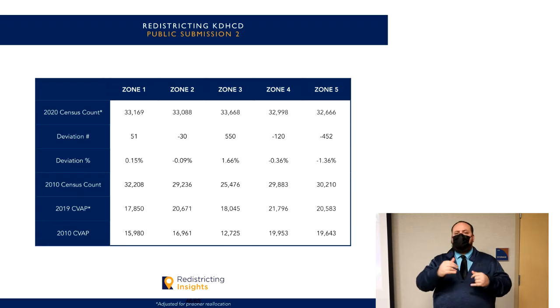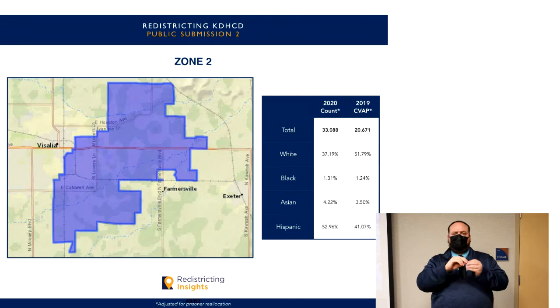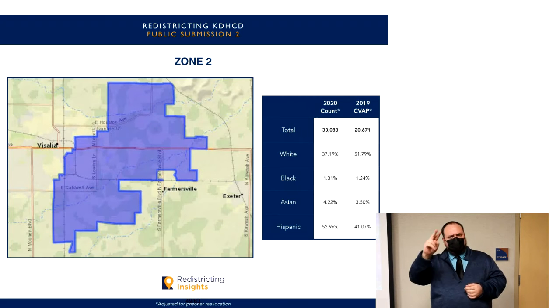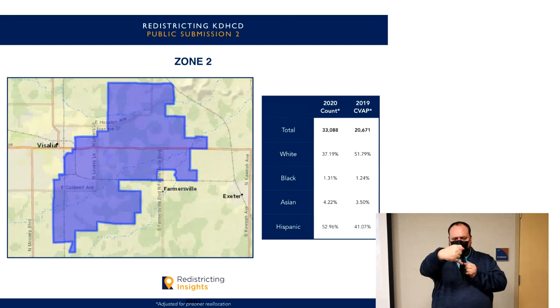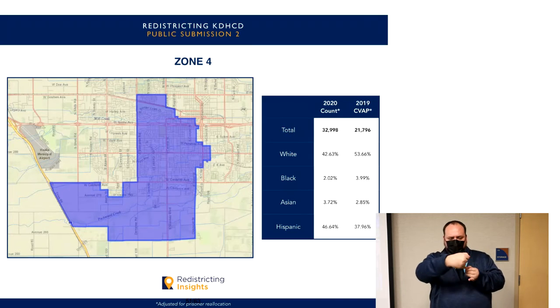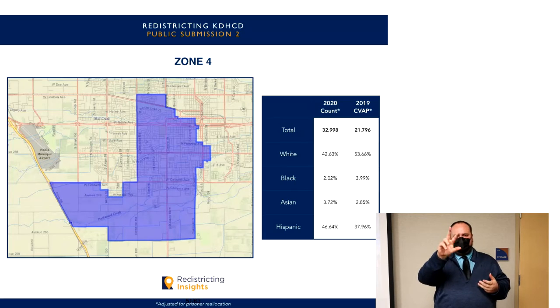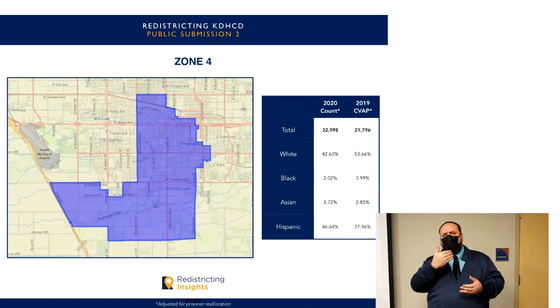We have this first one on this eastern side, 0.09% under deviation, 41.07% Hispanic CVAP. And you can see these following along that quadrant idea, doing a good job there. We have District 4, just under 0.36 deviation, 37.96% Hispanic CVAP, so tight on deviation, another good quadrant. You can see it takes in this College of the Sequoias area.